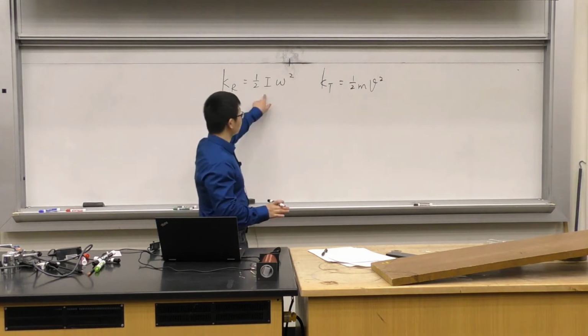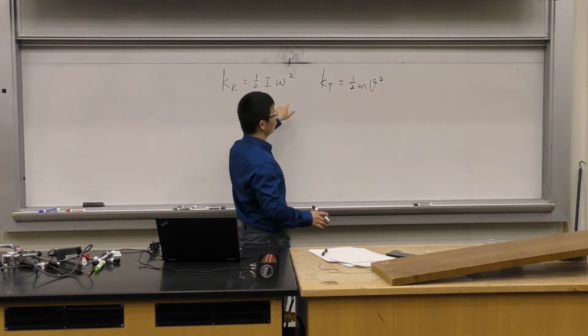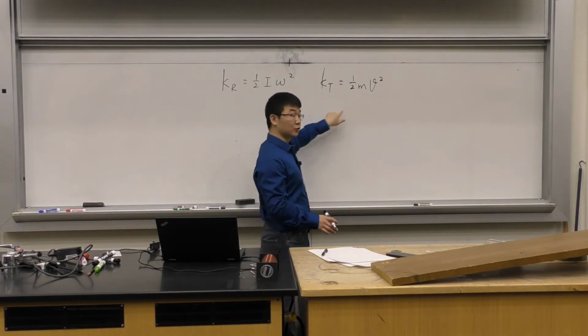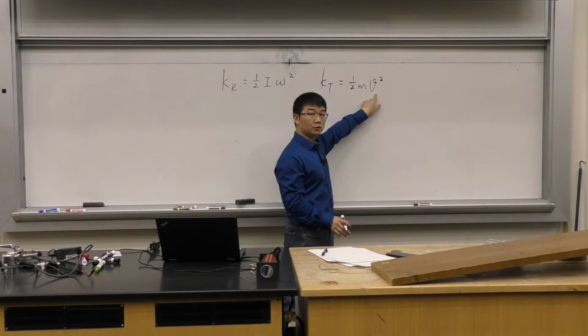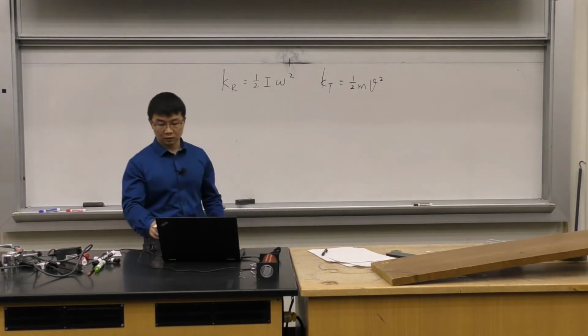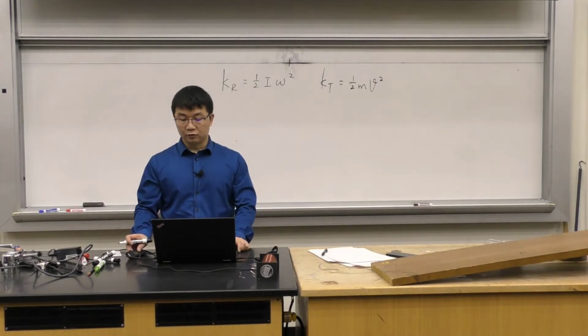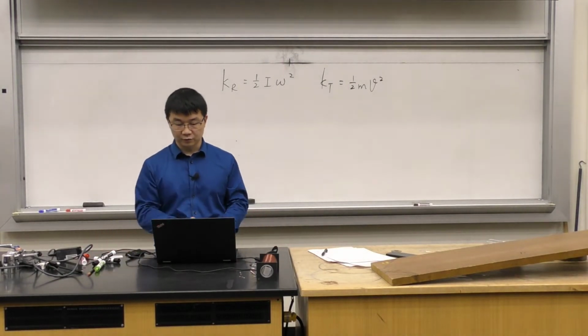Even the connection between them, you see that all you need to do is just replace mass with its equivalent I in rotations, replace the velocity with the equivalent angular velocity in the rotation. So everything's consistent. It's a complete and consistent theory.